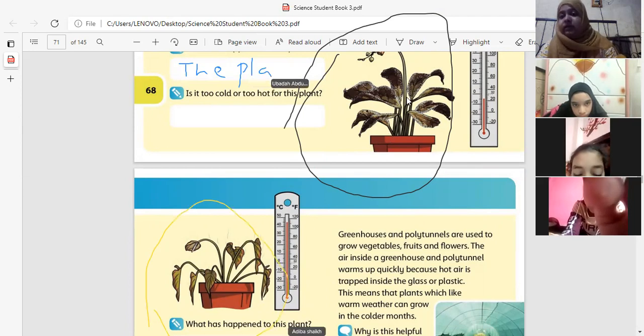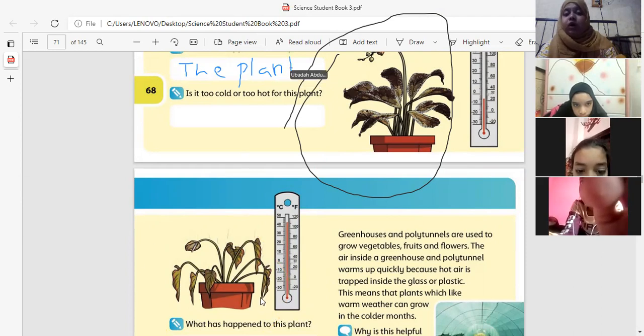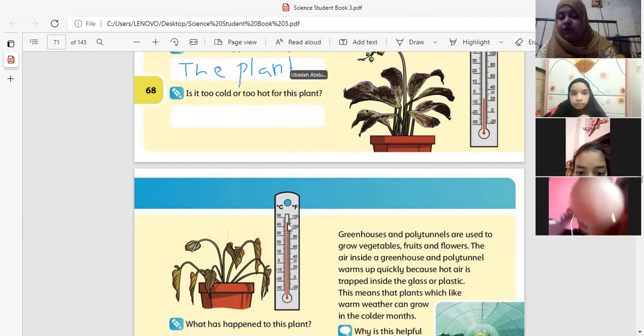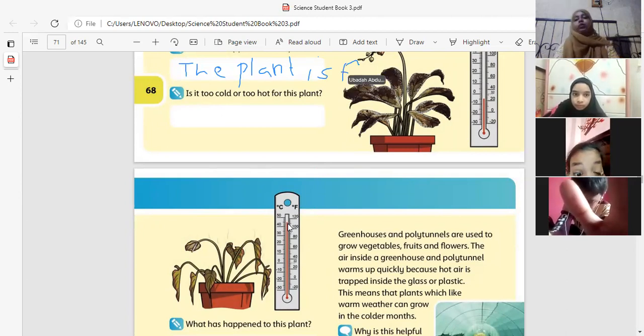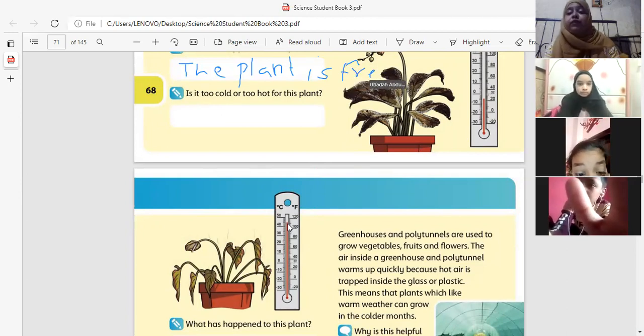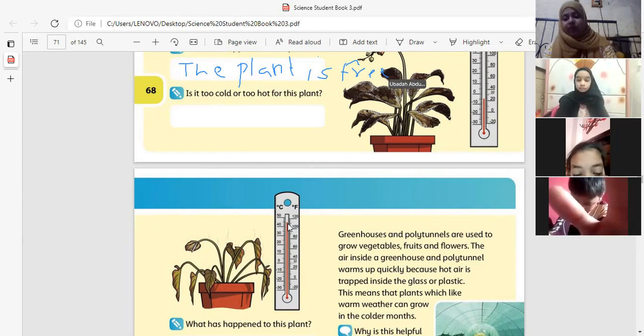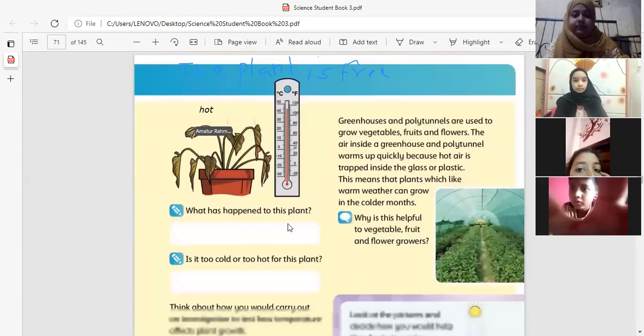Yes, this is very cold. This is very hot. Why is it hot? Because you can see the thermometer over here. It shows 40 degrees Celsius. So what can we say? Some plants will live only in hot areas. Some will live only in cold areas. And if you give extreme climate, they will die. Okay.